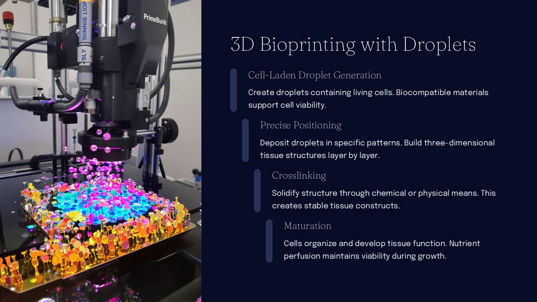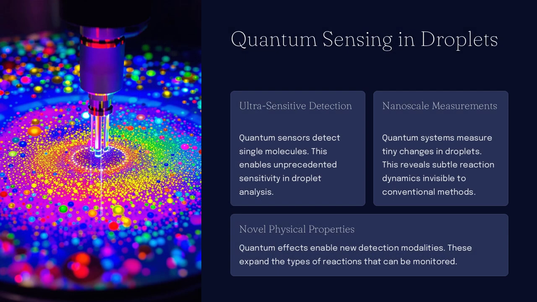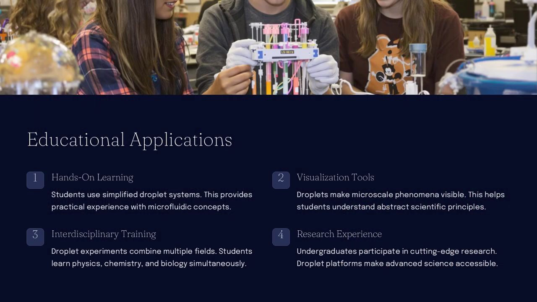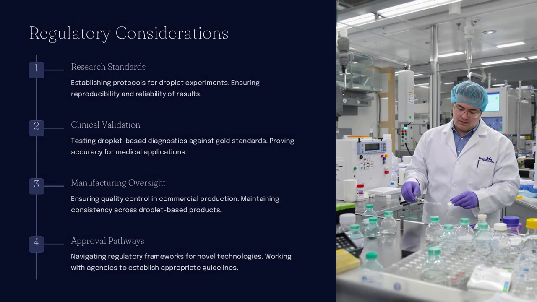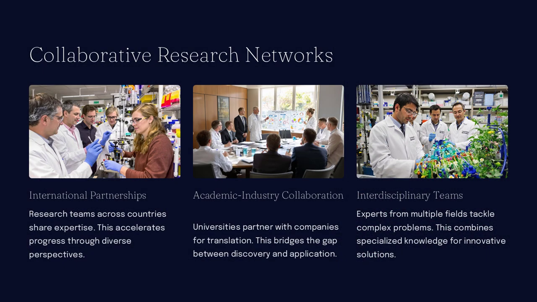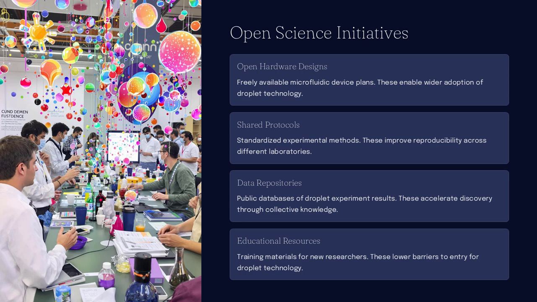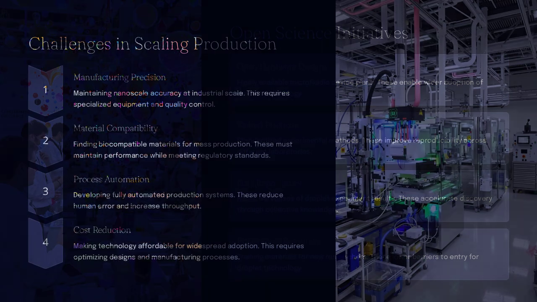Advanced detection techniques, such as fluorescence microscopy or mass spectrometry, are often integrated with droplet-based systems to monitor reactions in real time. These techniques allow scientists to track the progress of each reaction within the droplets, enabling rapid data collection and analysis. How does real-time monitoring improve the research process? It allows for immediate feedback, which can be used to adjust experimental conditions on the fly or to quickly identify promising reaction pathways.